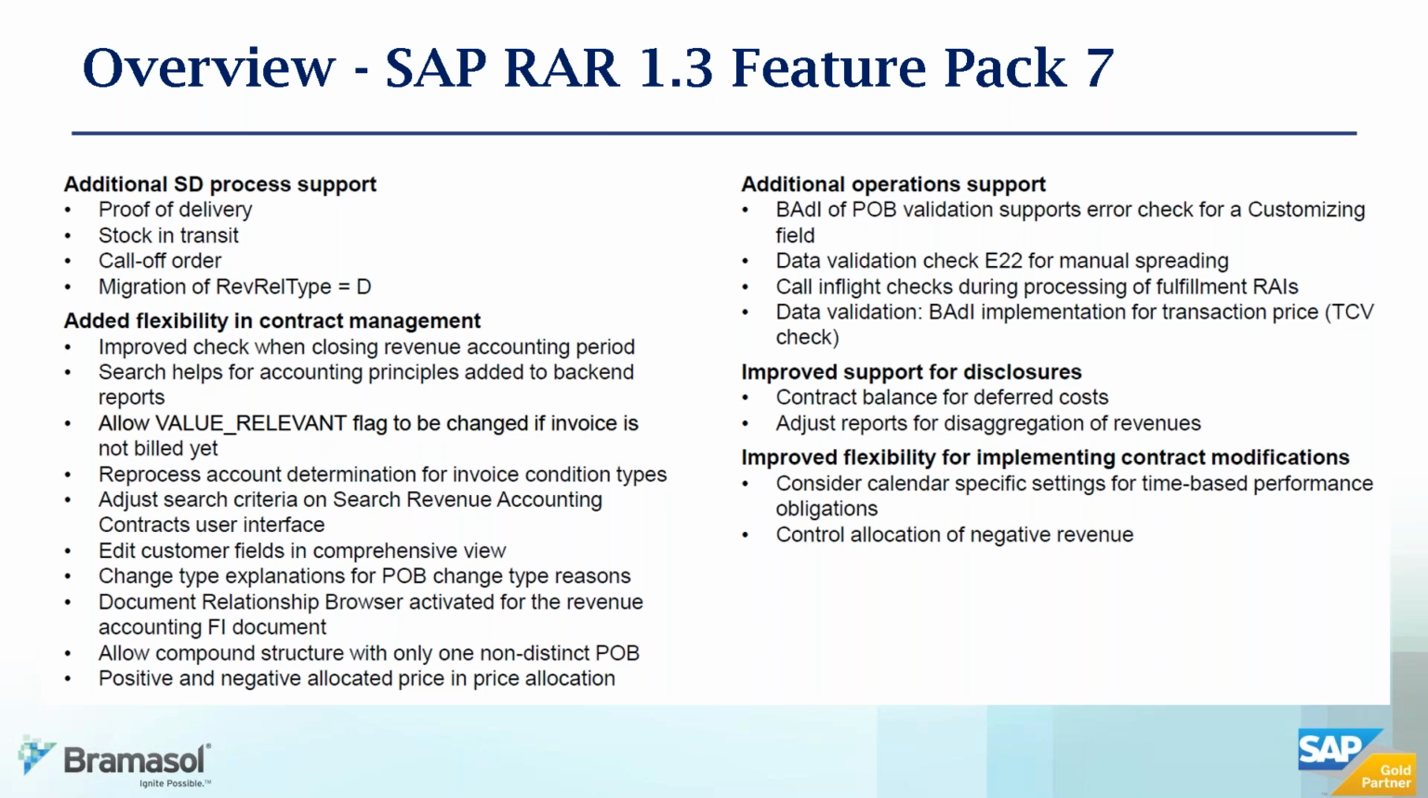So we have a specific note which is 2733866, and that basically covers how to migrate from SD revenue recognition to revenue accounting, and how to set those POB properties and also the item categories in SD. For example, if you do the migration from type D, you would need to set then a specific flag for the item category that basically the invoice creates the performance obligation, which is also a new feature in revenue accounting.